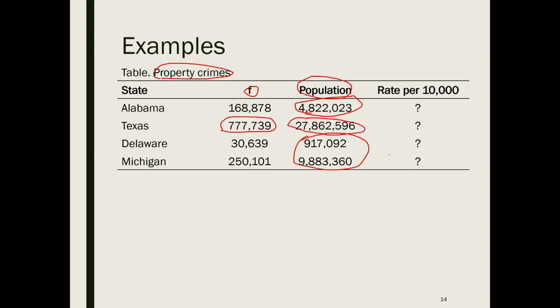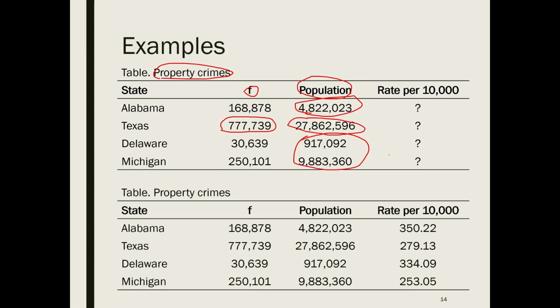Now, it's very easy. You use the frequency divided by the population for each state, right? Then you're going to get the rate per 10,000 people. The interpretation is similar to the previous slides. So in Alabama, there are 350 property crimes happening per 10,000 people. In Texas, there are 279. In Delaware, there are 334.